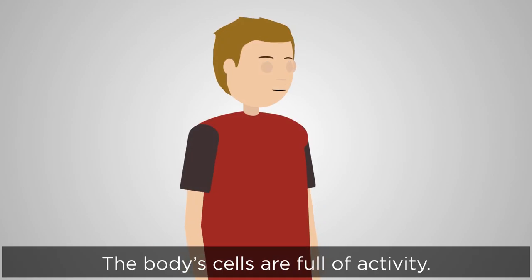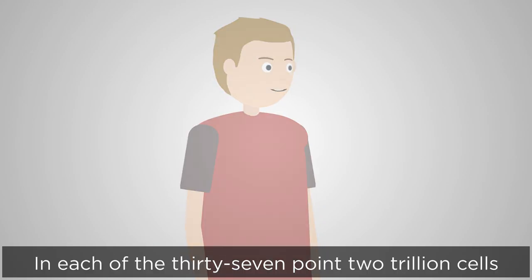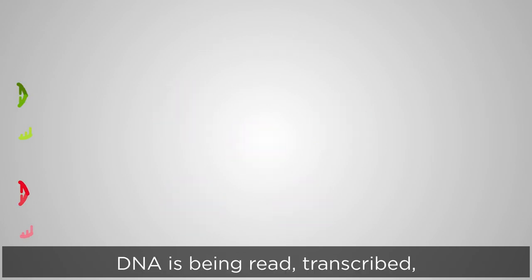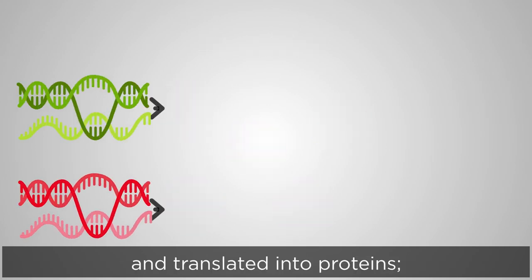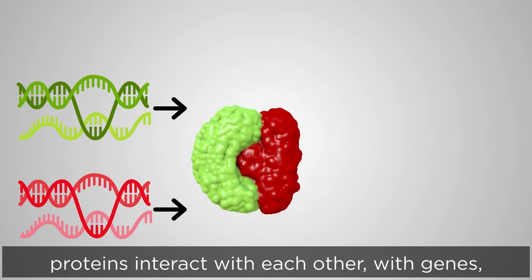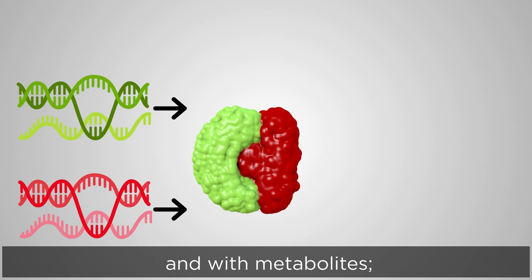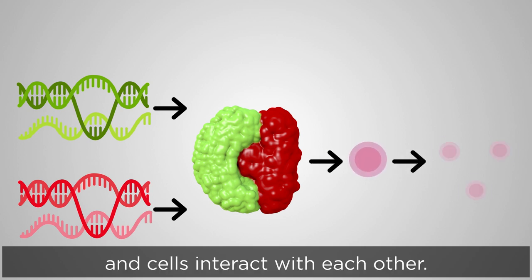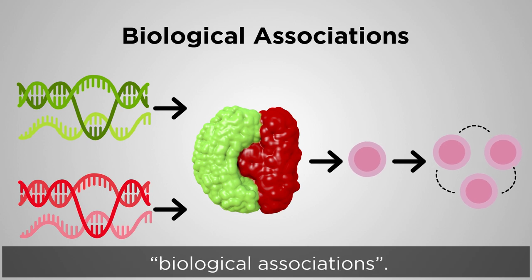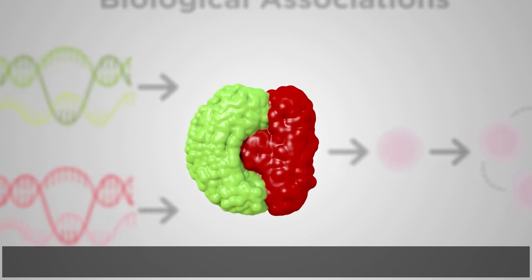The body's cells are full of activity. In each of the 37.2 trillion cells in the human body, DNA is being read, transcribed, and translated into proteins. Proteins interact with each other, with genes, and with metabolites, and cells interact with each other. These interactions are known as biological associations.